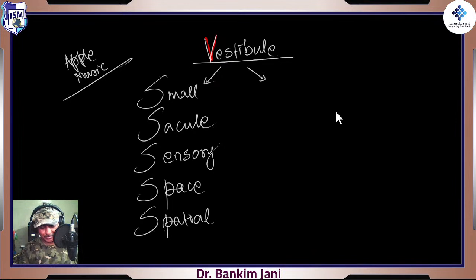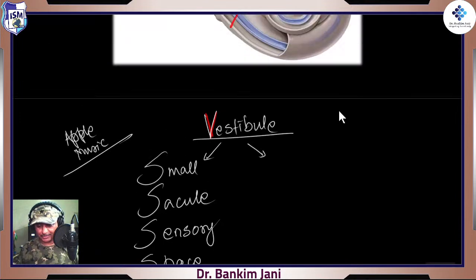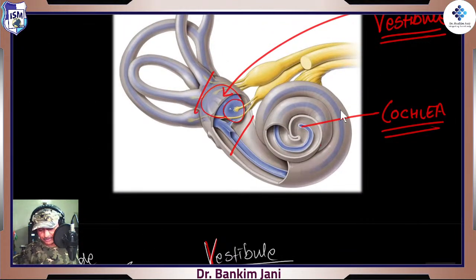this is our small saccule, for sensory spatial orientation. What's that? It is this one. It is this one. It is this one, right? Let's mark it fully. This is the saccule. It is this area which will be taking care of all these things.